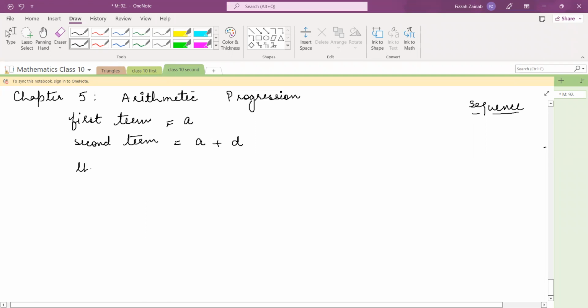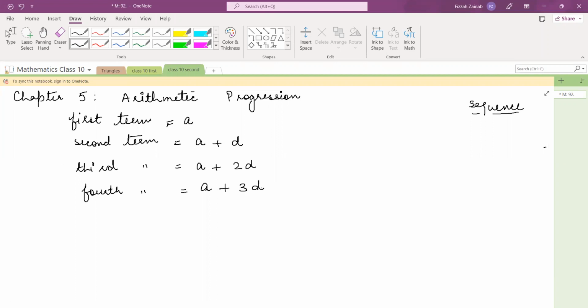Then the third term will be written like this. In the second term, one more d will be added, so a plus 2d. Then for the fourth term, again one more d will be added, so a plus 3d, like that. The same number small d will be added in every subsequent term. The kind of sequence obtained this way is called an arithmetic progression.